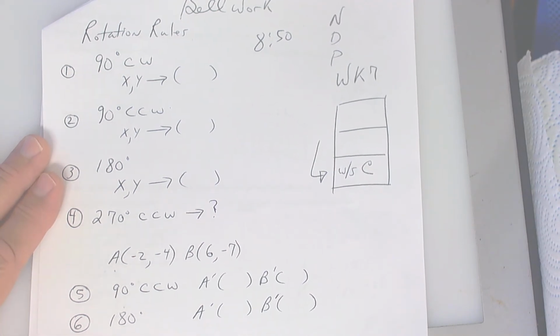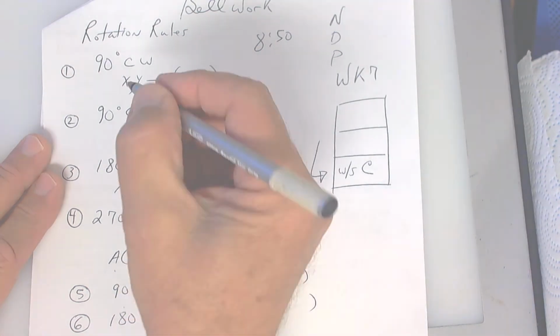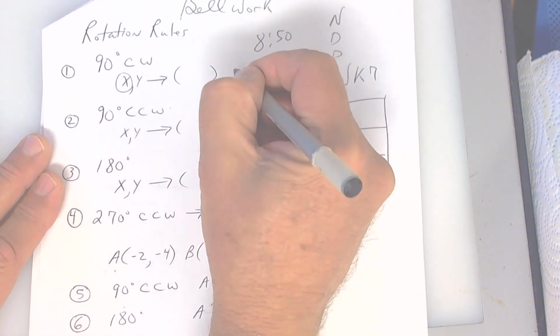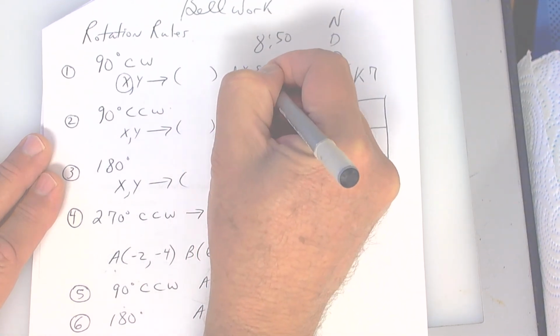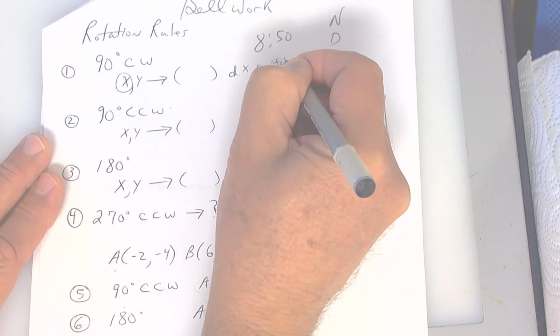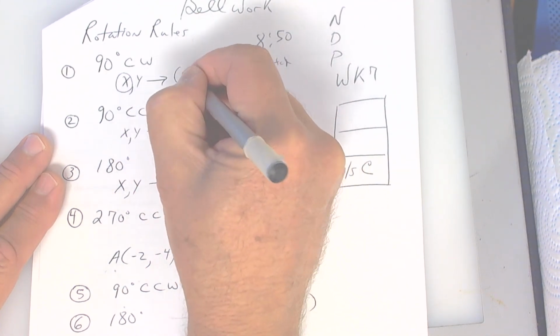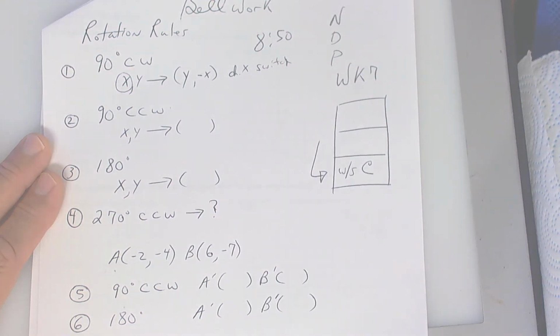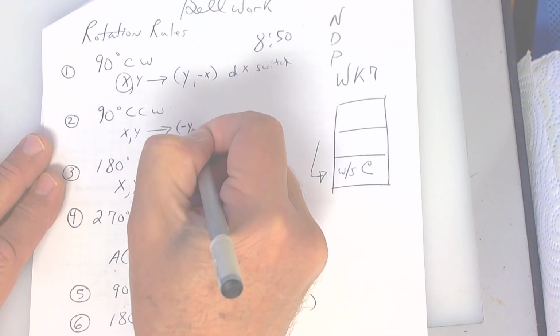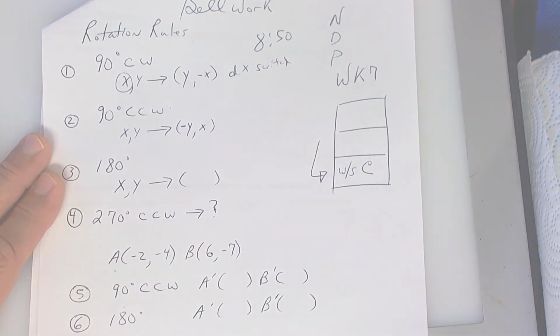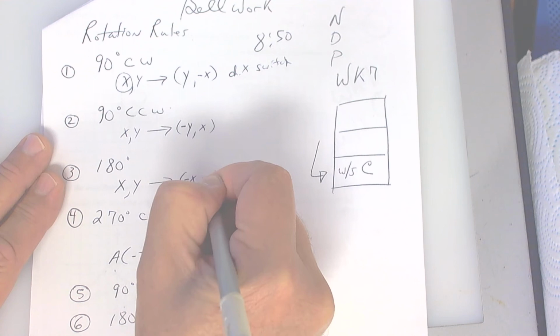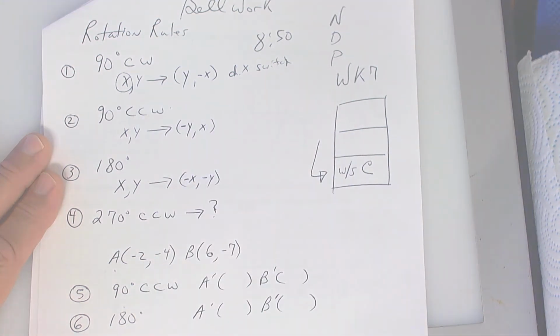So let's take a look here. All right, first of all, rules. If you go clockwise, you change the x and switch. So change x, switch. Write that down. So you change the x, becomes a negative in this case, and you switch it, and the y comes first. Counterclockwise, you change the y and switch. So change the y and switch. 180, you change both of them, but no switching.